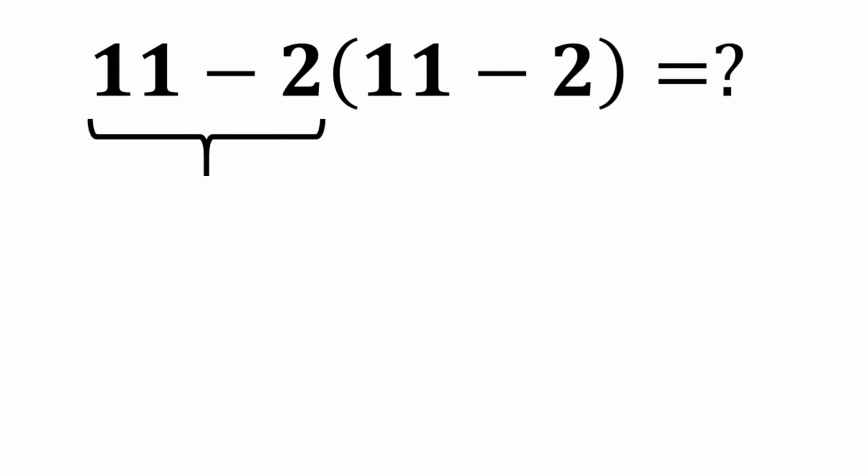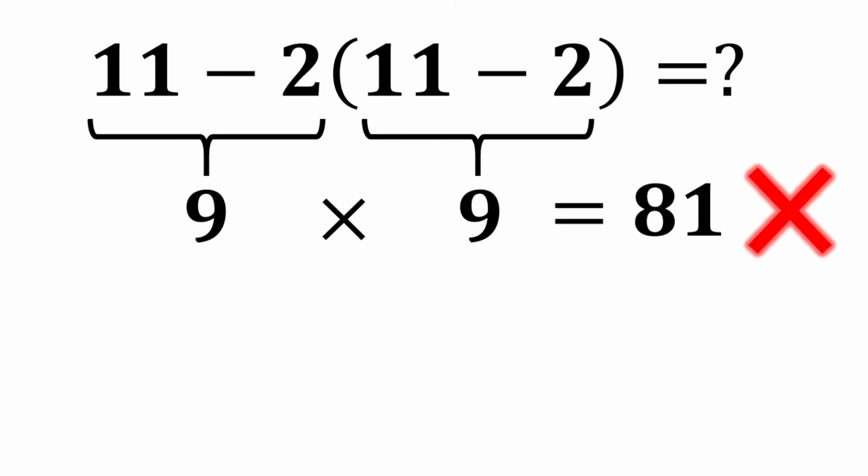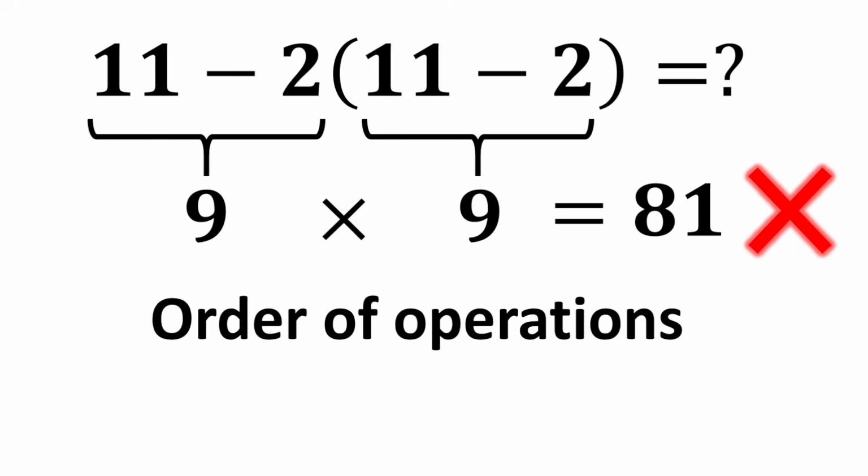11 minus 2 equals 9. And again, inside the parentheses, 11 minus 2 also equals 9. Finally, 9 times 9 equals 81. But this answer is not correct, because we did not follow the order of operations, which is one of the most important rules in mathematics.